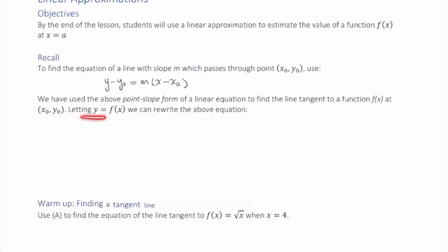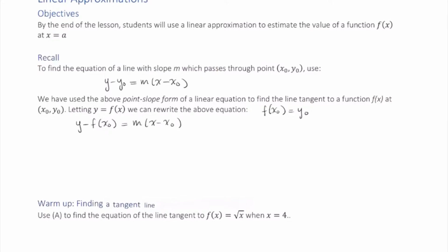Now let's let y equal f of x. Then we can rewrite this equation as follows. First of all, what is x naught? What is f evaluated at x naught? Well, that's y naught. So this equation above becomes y minus f of x naught equals m times (x minus x naught).